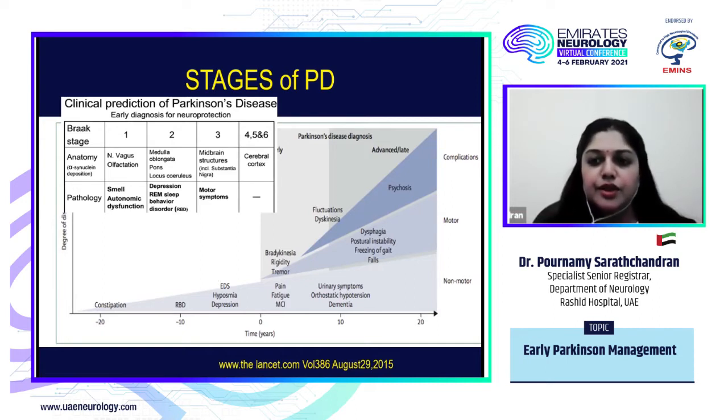By the time the neurodegeneration progresses to the midbrain, and once it starts affecting the nigrostriatal neurons, the motor symptoms will start. And the classical motor symptoms include tremor, rigidity, and bradykinesia. As the neurodegeneration progresses, it starts affecting the cerebral cortex, and all these things we are seeing, psychosis, cognitive dysfunction, dementia, pain, fatigue, all these start once the cerebral cortex is affected.